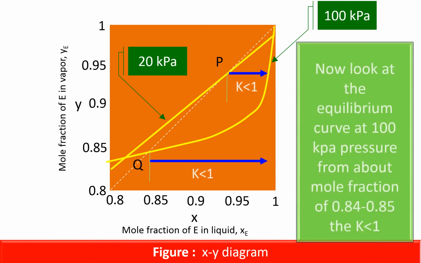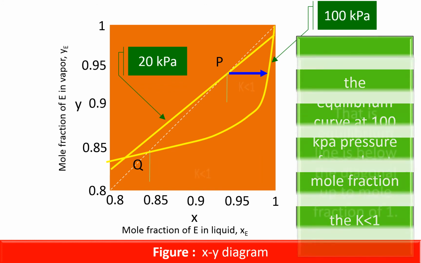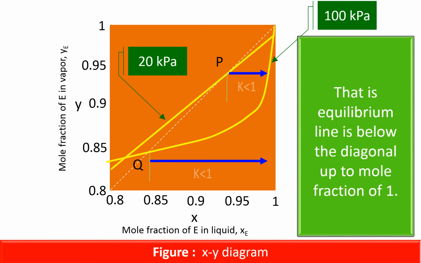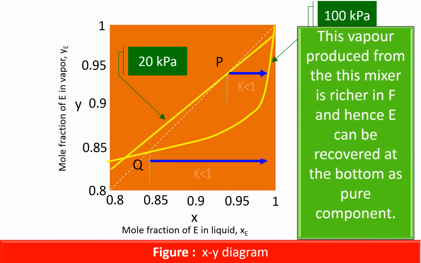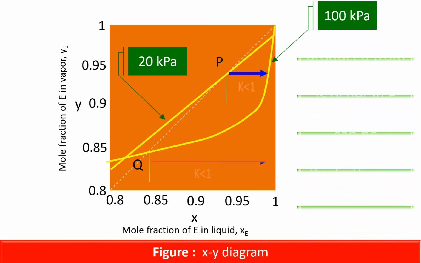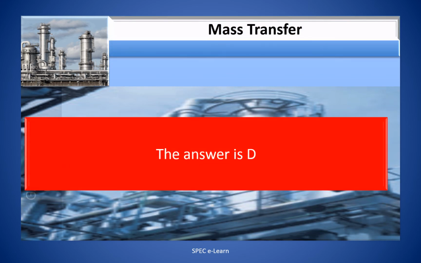Now look at the equilibrium curve at 100 kPa pressure. From about mole fraction of 0.84 to 0.85, the K is less than 1. That is, equilibrium line is below the diagonal line up to mole fraction of 1. The vapor produced from this mixture is richer in F and hence E can be recovered at the bottom as pure component. Hence the answer to the problem is option D.